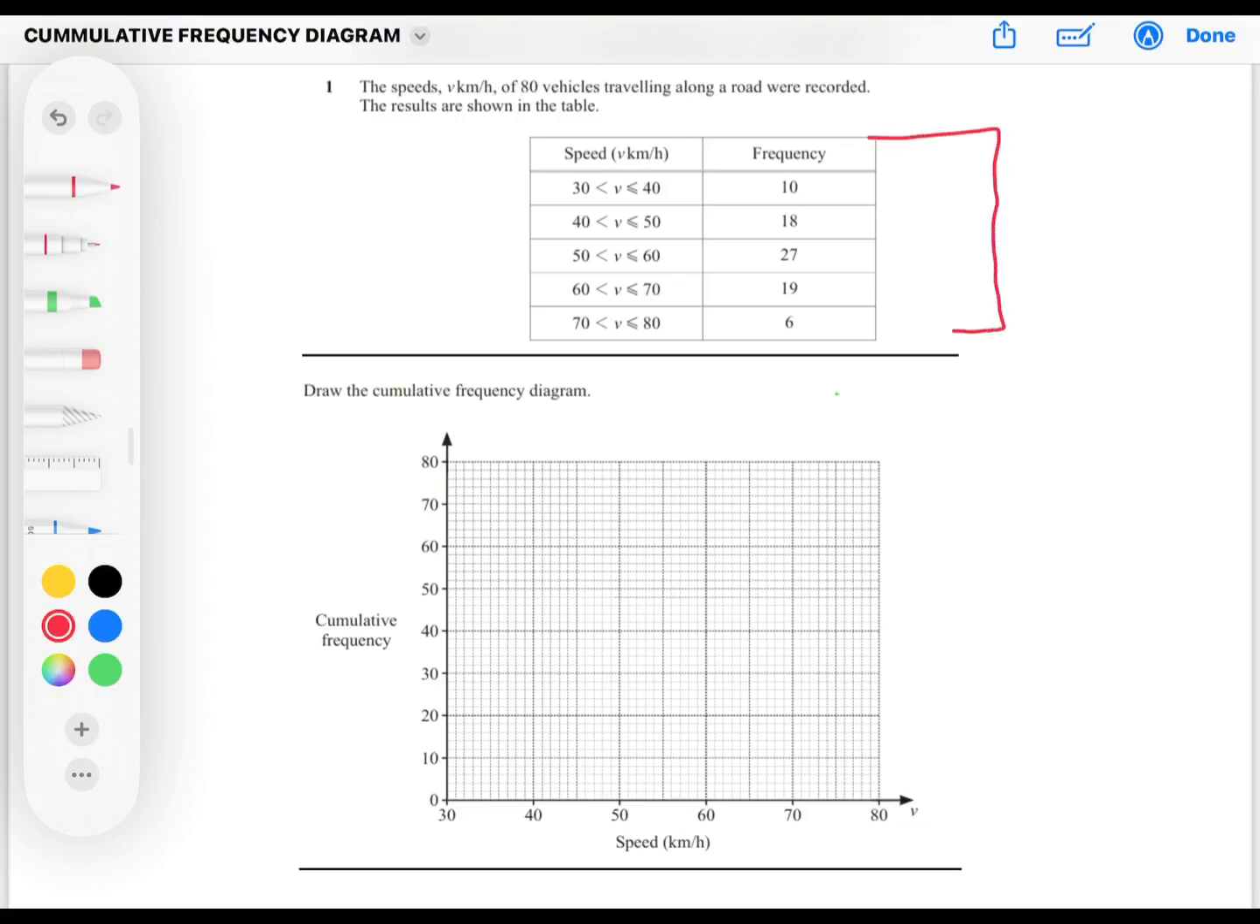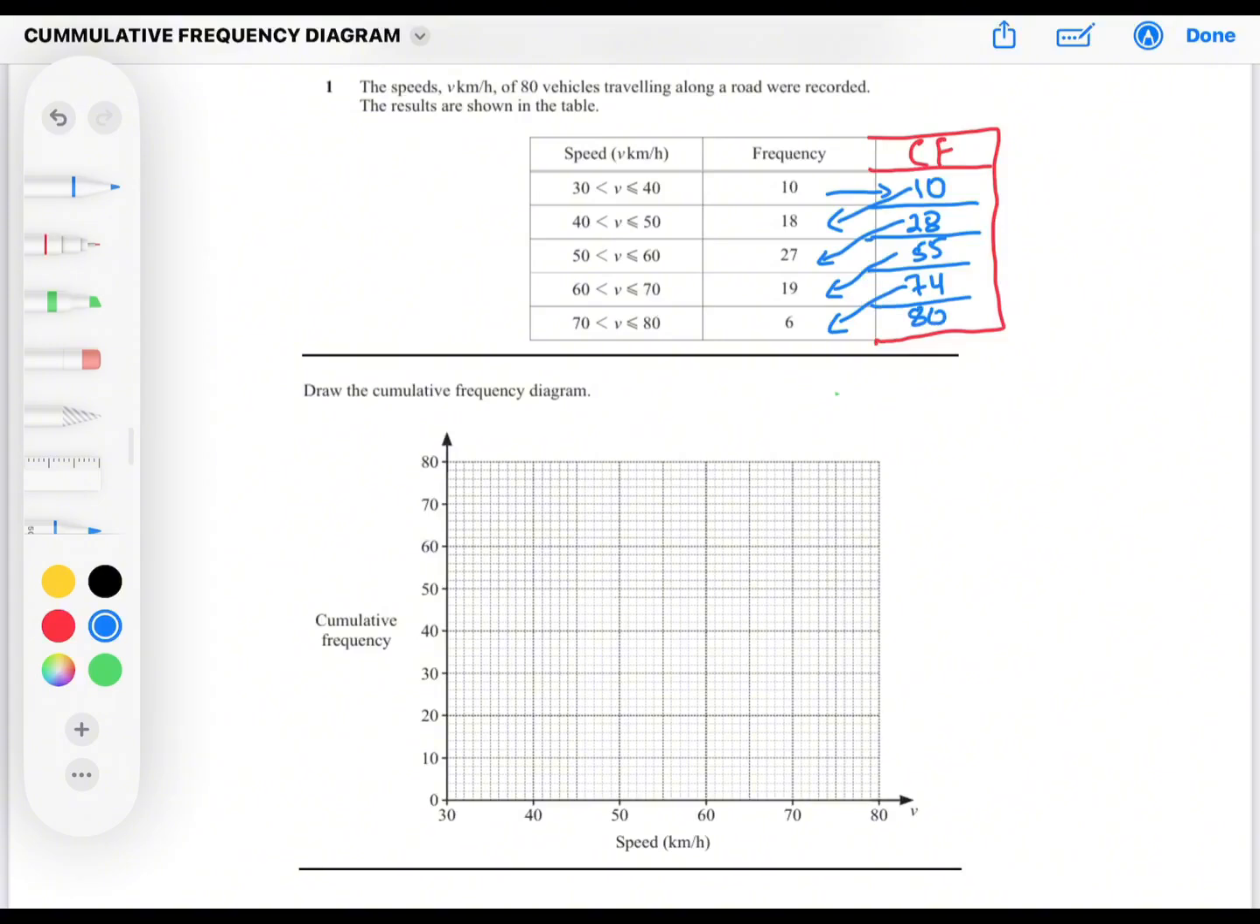We have to add one extra column. This will be our cumulative frequency. Cumulative frequency is a very simple concept. The first frequency is 10, so you copy that down. Always the first frequency will be copied down. How can we find the next cumulative frequency? We have to add. The cumulative frequency right now is 10, so we add the next value, that is 18. 10 plus 18 will be 28. Now again we add, 28 plus 27 will be 55. Again 55 plus 19 will be 74, and 74 plus 6 will be 80.